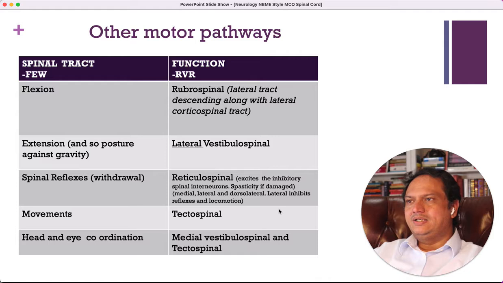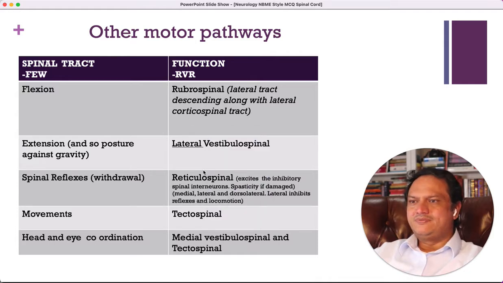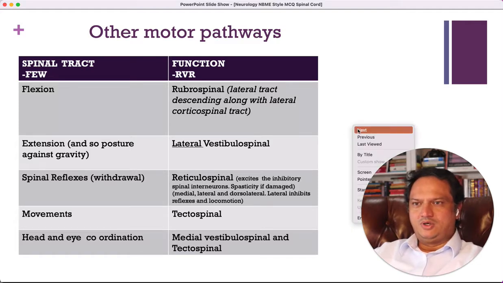Moving on, these are some of the details on the other pathways, like the anterior corticospinal, rubrospinal, vestibulospinal, reticulospinal, and tectospinal pathways. These are also descending pathways controlling various parts of the body, such as anti-gravity control and spinal reflexes, but this is less of a voluntary control and more of an involuntary reflex control.